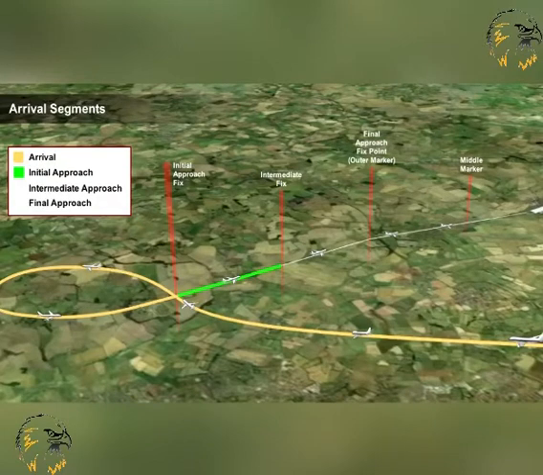If a course reversal is required, it is usually accomplished during this segment. There will be no intermediate fix as such, but the aircraft will be considered to be on an intermediate approach when it has completed the reversal manoeuvre and is inbound to the final approach fix or point.